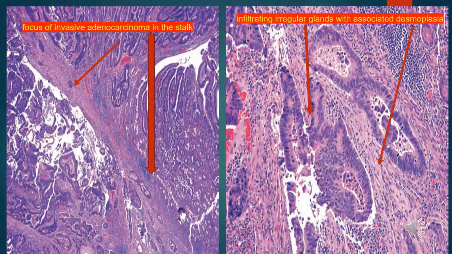Again, this is a case of the adenoma at the site of the jejunal area, which shows a focus of invasive adenocarcinoma in the stalk. The higher power view on the right side shows the infiltrative glands, showing hyperchromasia, a disturbed NC ratio, pleomorphism, and irregular infiltrating glands with associated desmoplasia.